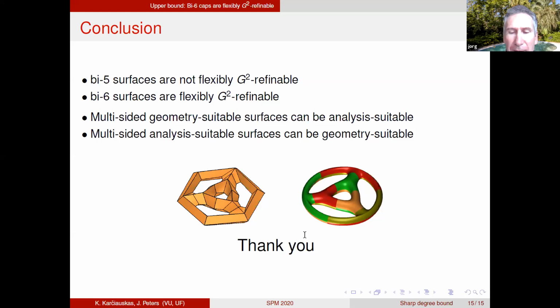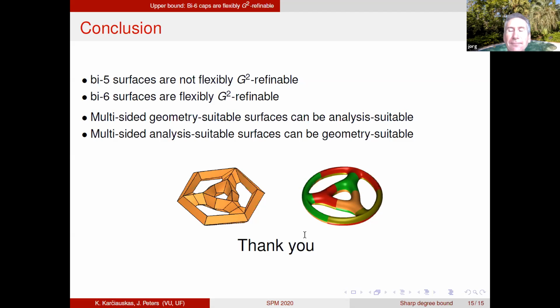Basically what this paper tells you is don't ever even try to, if you need refinability, of course you want flexible refinability, otherwise you don't gain anything. You can just use subdivision, so you don't gain anything unless you have flexible refinability. If you want that, don't even try to construct a scheme that uses polynomials of degree bi5.